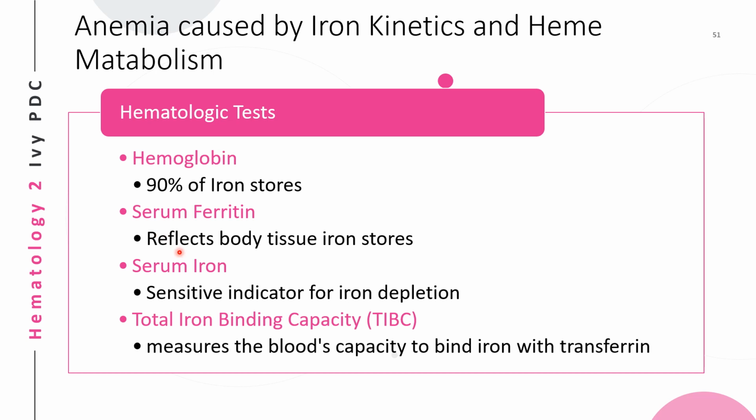Serum ferritin would reflect the iron stores of the body tissues. Serum iron is also a sensitive indicator for iron depletion. And TIBC, or total iron binding capacity, can measure the blood's capacity to bind iron with transferrin.